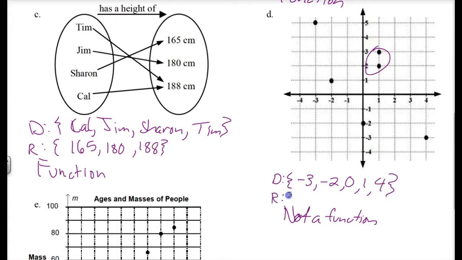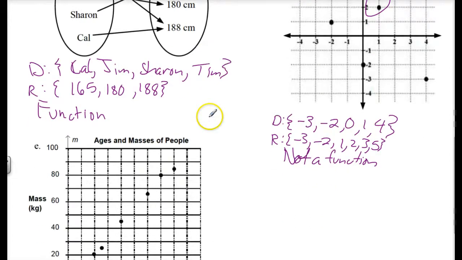And the range, and even though the domain element 1 will appear twice, you'll have 1, 2, 1, 3, we only ever list any element of the domain or range once. For the range, let's start at the bottom and work our way up. So we've got -3, -2, 1, 2, 3, 5.